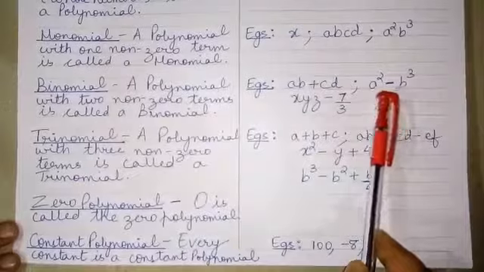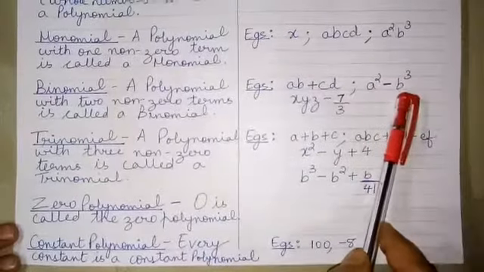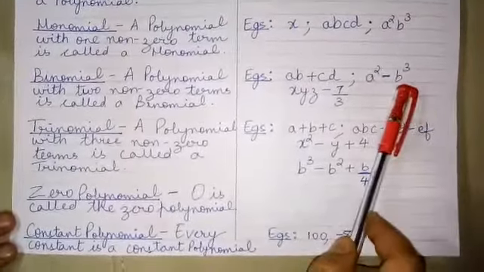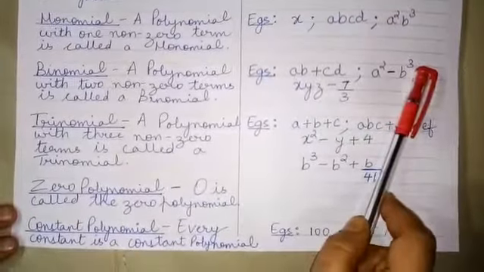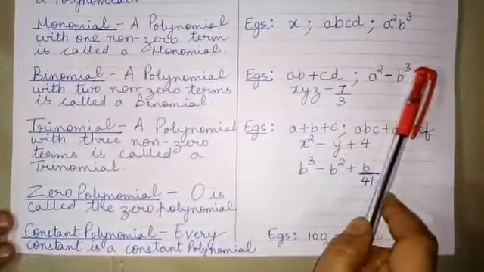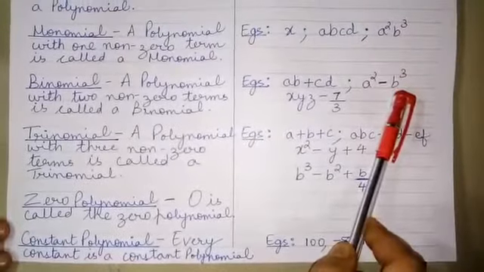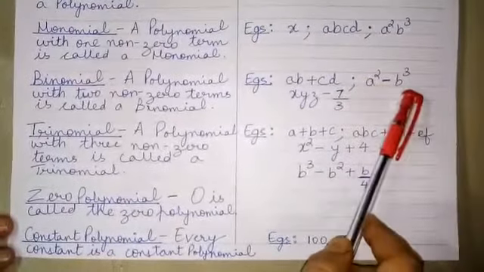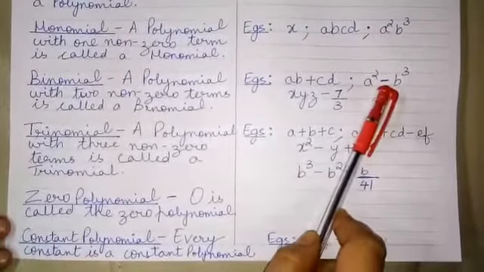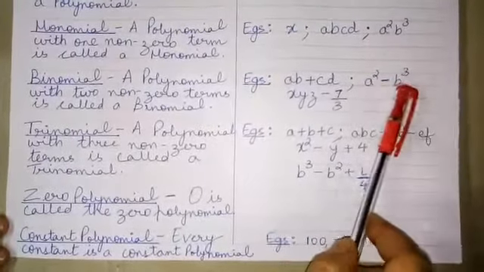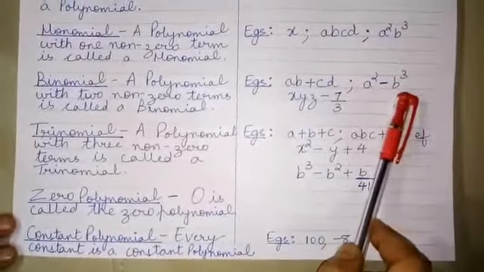Here again, this expression is an algebraic expression. It is a polynomial because the variables are raised to whole numbers. The powers of the variables are whole numbers. Hence, this algebraic expression is a polynomial. And this polynomial has two terms. See the separator, the minus sign. So, this polynomial has two terms, and hence it's a binomial.